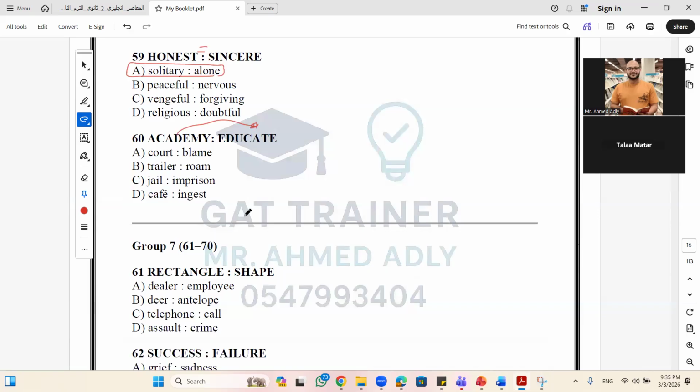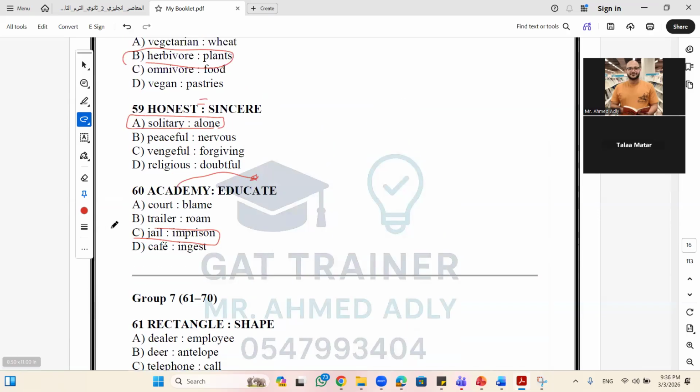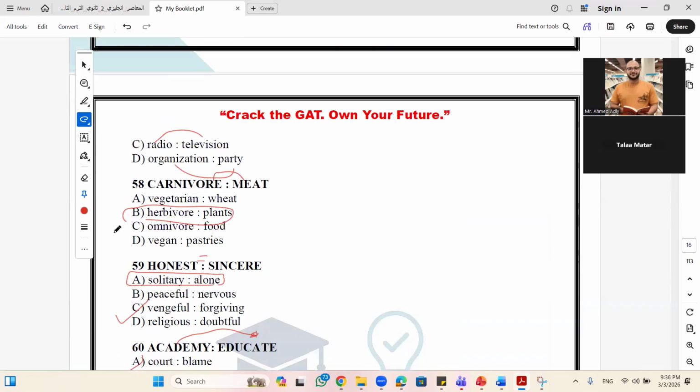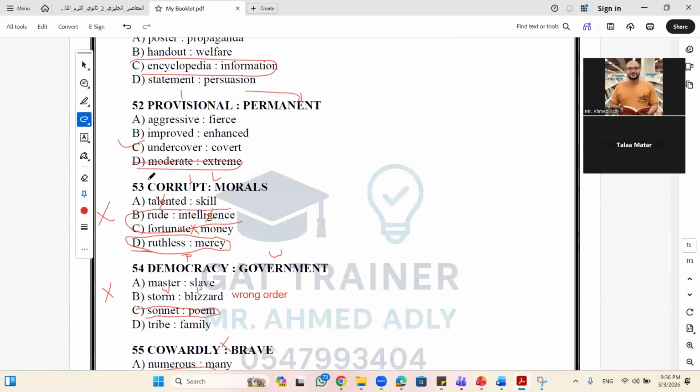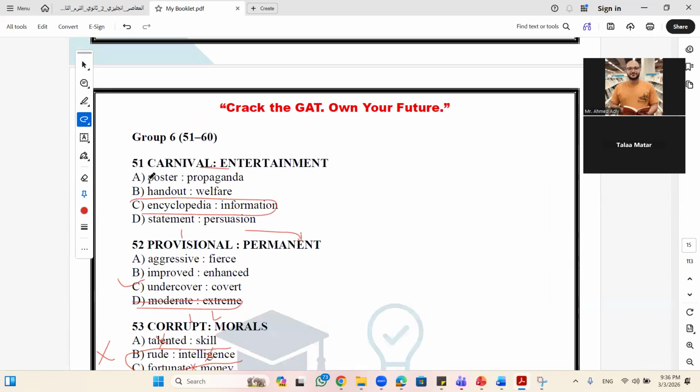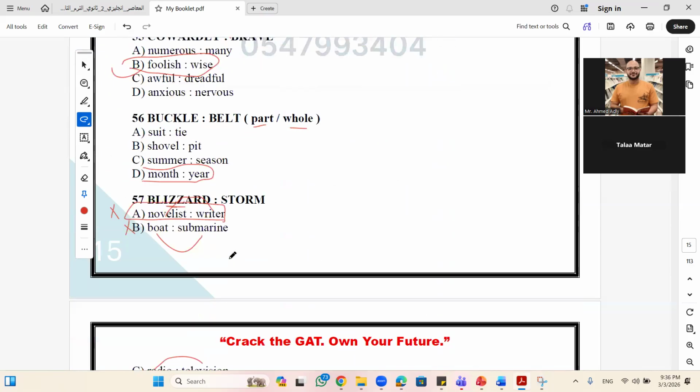Jail and imprison. Good job. Jail is a place to imprison people. So here, how many mistakes? One, two, three. Good. Your lucky number, 7. You know what? You got 3 sevens so far, 2 eights, 1 six. All right, let's go.